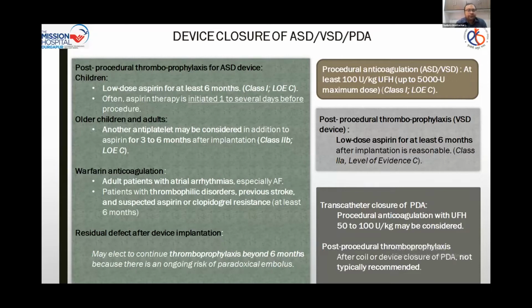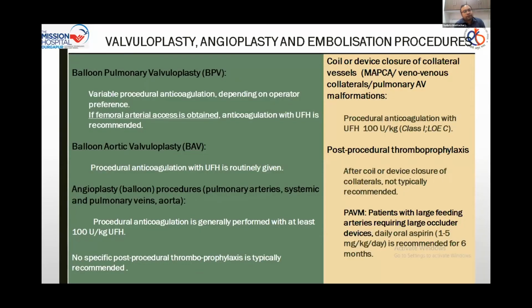In case of valvuloplasties, balloon pulmonary valvuloplasty has a variable procedural anticoagulation depending on the operator preference, and both BAV as well as balloon angioplasty procedures for vascular structures and aorta require procedural anticoagulation. No specific post-procedural aspirin is required.